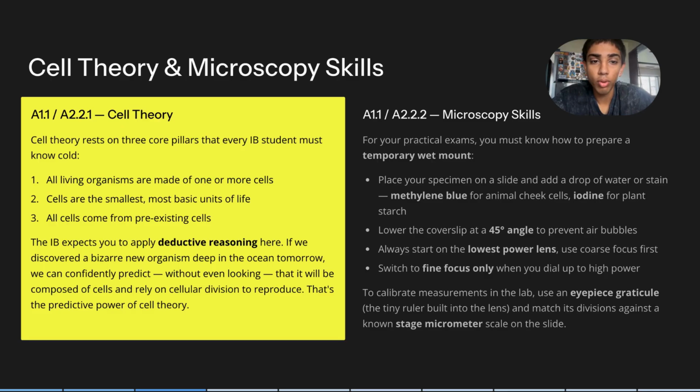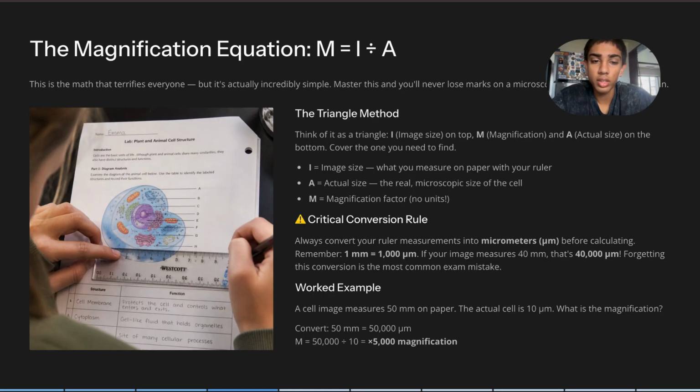Now, the math that terrifies everyone is actually incredibly simple. Magnification equals image size divided by the actual size, as told before, which is M = I/A. Remember, image size is what you measure on paper with your ruler, and actual size is the real microscopic size of the cell. Crucial tip: always convert your ruler measurements into micrometers before doing the math.